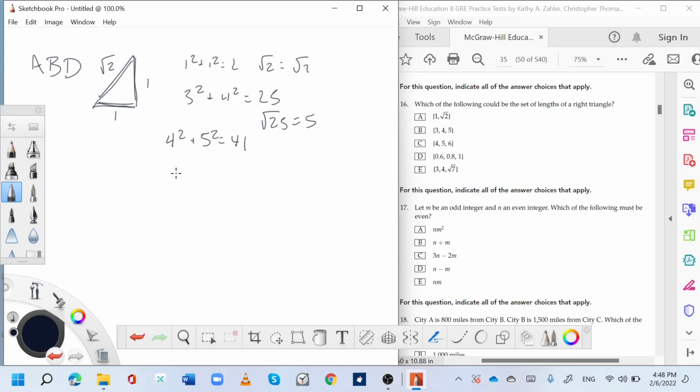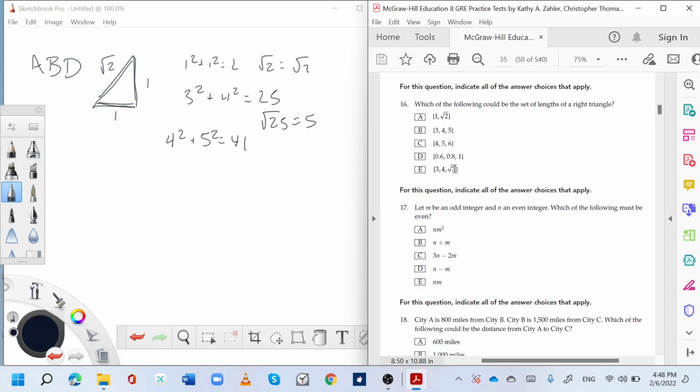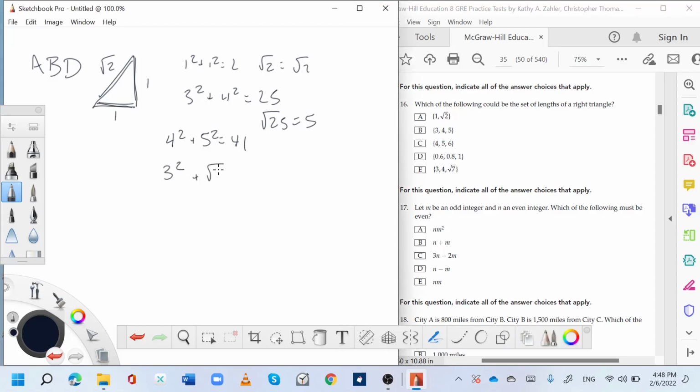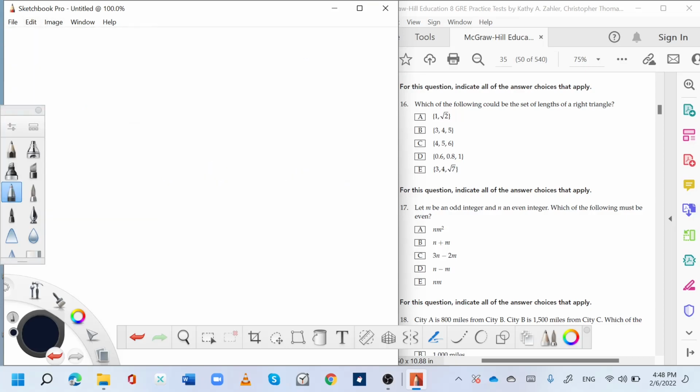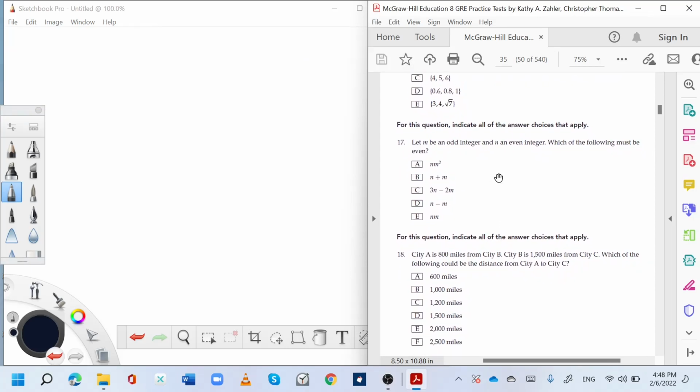And then 3, 4, and root 7. See, this is just a trick. Root 7 is not the longest. They've provided a distractor here with the root 7. So the square root of 9 is 3. The square root of 4 is 2. So root 7 is somewhere between 2 and 3. And so we've got 3 squared plus root 7 squared equals what? 9 plus 7, and that equals 16, which equals 4 squared, and so E. They've just put these out of order to distract us, and that's where they catch the people who are flying through this thing.